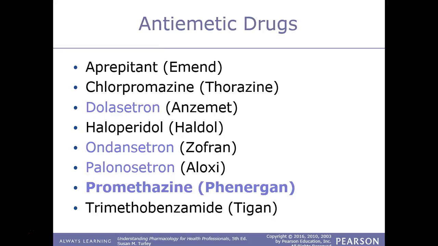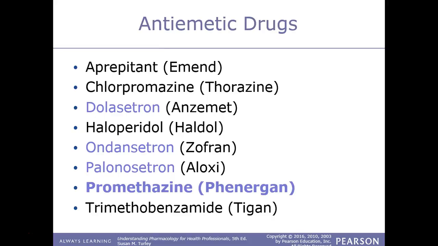The drugs listed in your book, the one that I've highlighted on your drug worksheet, is promethazine, which is Phenergan. That's in the class of a phenothiazine. It has anticholinergic activity, some antihistamine activity, so it's pretty effective at treating nausea and vomiting. It comes orally, it comes as suppositories, and it can be given by injection.